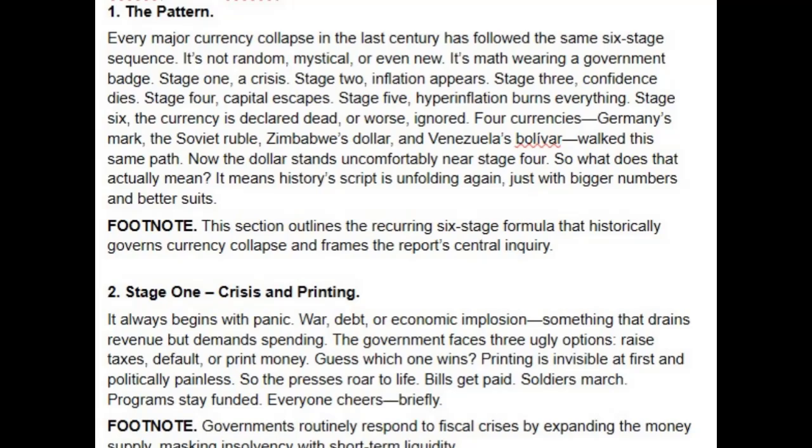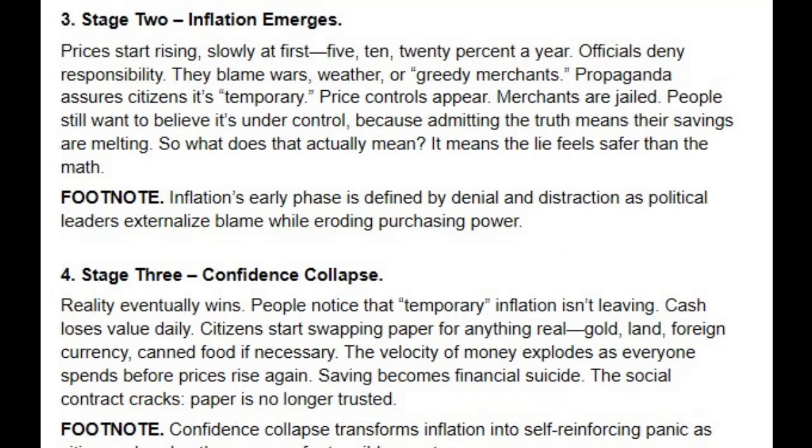Footnote. Governments routinely respond to fiscal crises by expanding the money supply, masking insolvency with short-term liquidity. 3. Stage 2, inflation emerges. Prices start rising, slowly at first, 5, 10, 20% a year. Officials deny responsibility. They blame wars, weather, or greedy merchants.